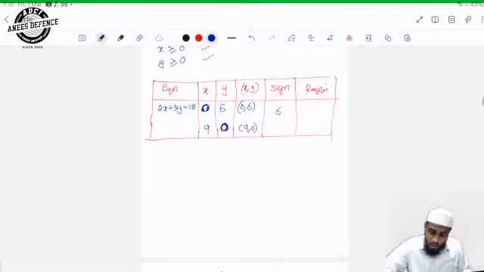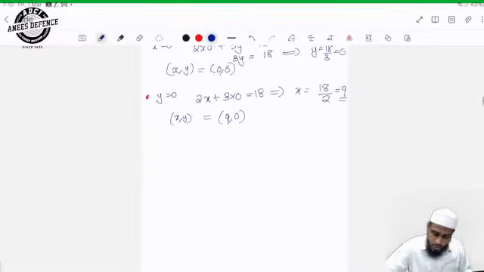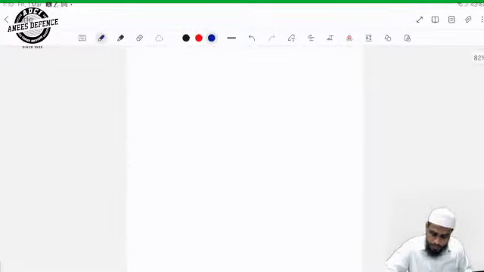So what is the region? How to find out the region? For that purpose we have to draw the graph. Now we will put the graph here.